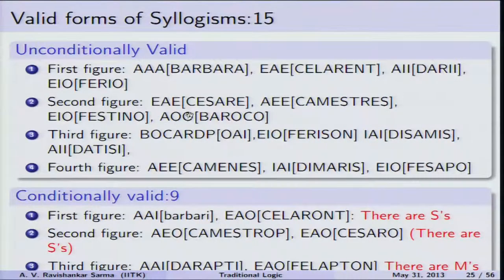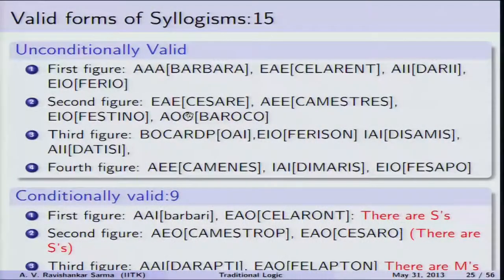But there are some conditionally valid syllogisms, which depend upon whether or not the terms exist. Aristotelian logic is also called term logic. What is important in Aristotelian logic? The basic units are terms: subject and predicate, or the middle term, major term, and the minor term. These are considered to be the three terms which are important in deciding whether a given syllogism is valid or not. So in Aristotelian theory, by default it is taken for granted that all the terms are non-empty.